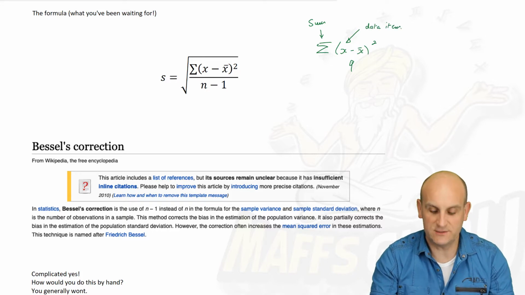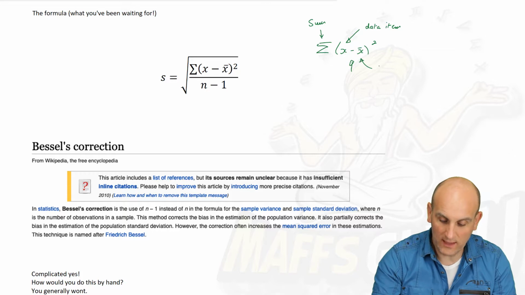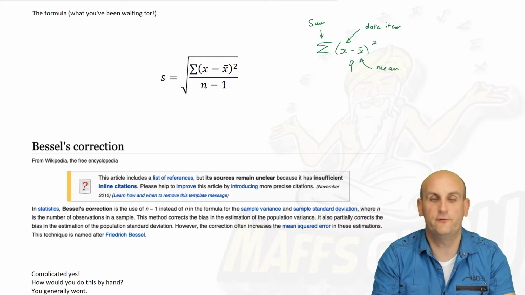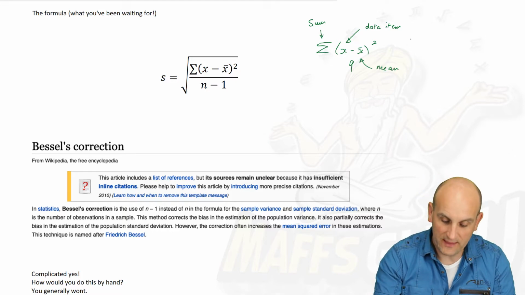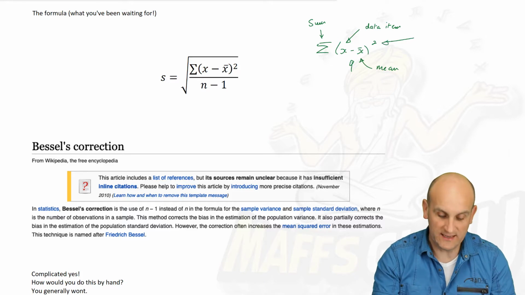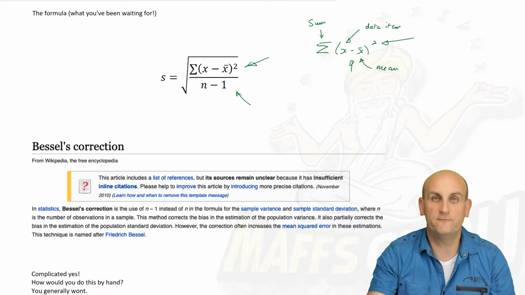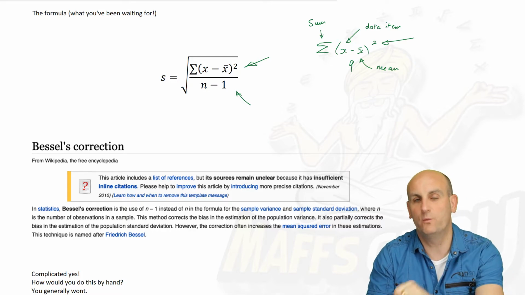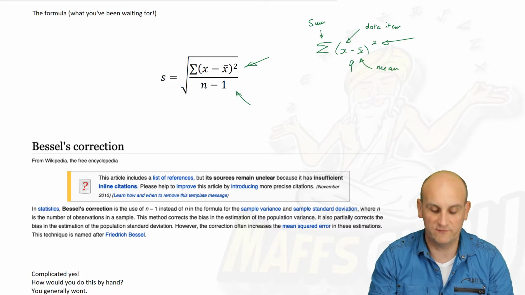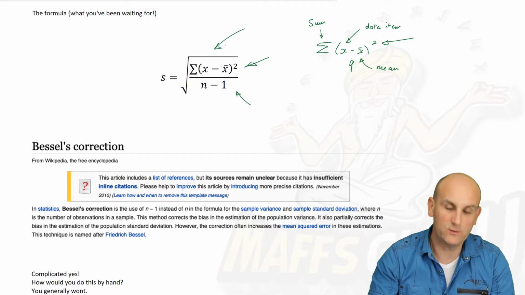So we're going to take a data item. We're going to take away the mean value for all data items. Then we're going to square it. So that's the top part done. We're then going to divide it by the number of data items minus 1. We'll come back to that in a moment. And when I've done all of that, I'm then going to square root it.